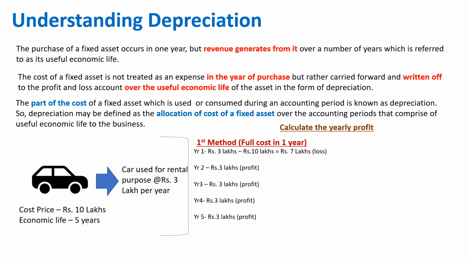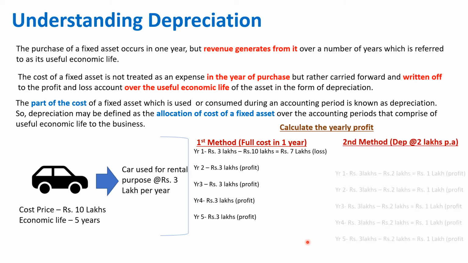So if you see here, year one, 3 lakh minus 10 lakhs. You have a loss of 7 lakhs here, because the 3 lakh is only the revenue and the cost of purchase of the car is 10 lakhs. So you have a negative profit, or you can say there is a loss. In the second year, the total revenue you earn is the profit because you don't have any car cost to adjust. Similarly, from the second year to the fifth year, every year you have a profit of 3 lakh. However, in the first year you have a negative of 7 lakh because the car cost is completely adjusted with the first year revenue.